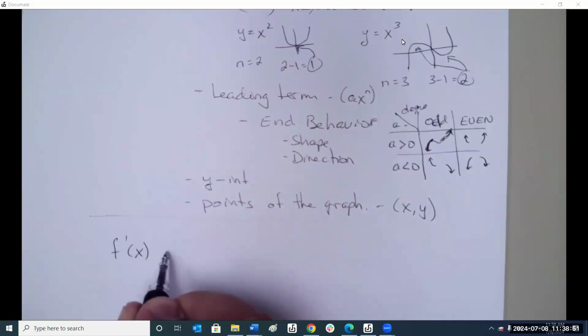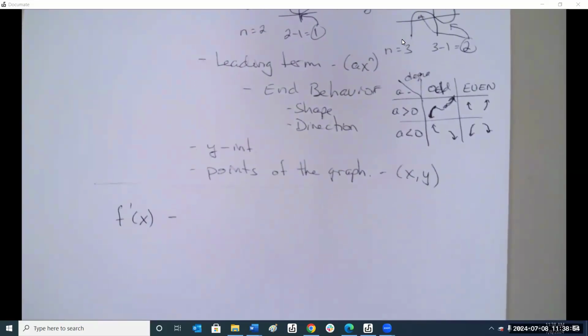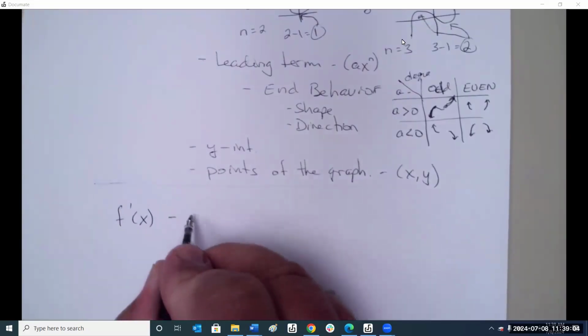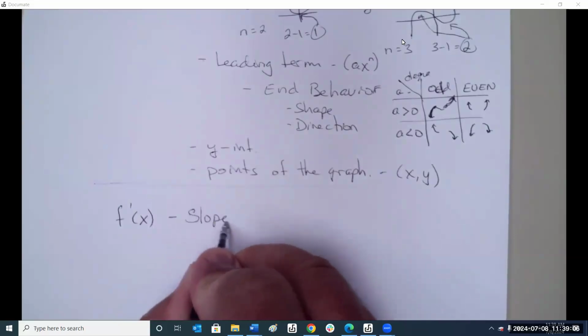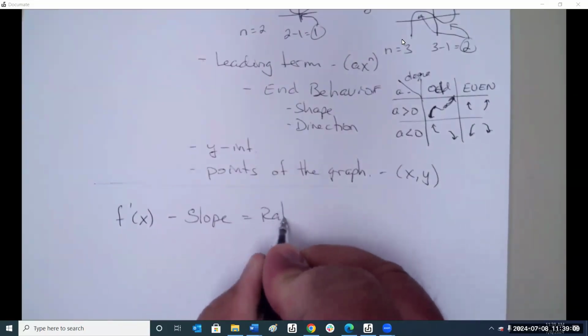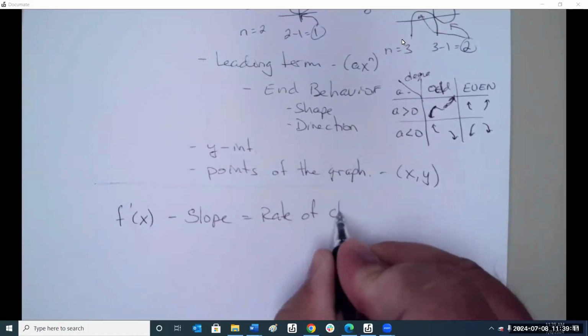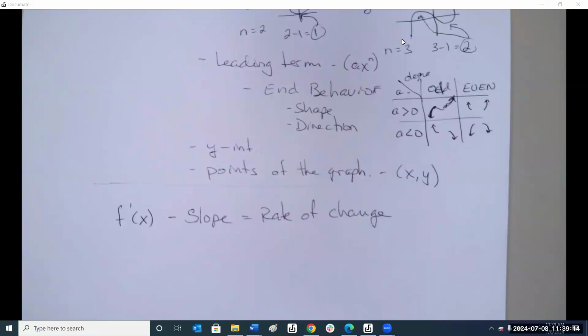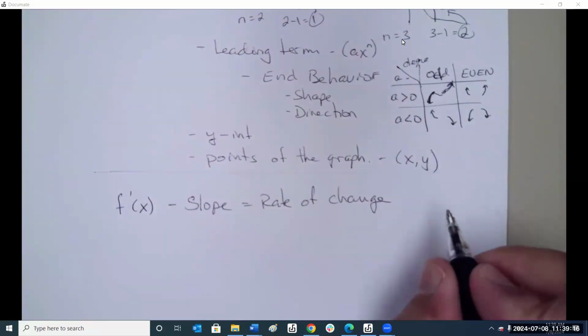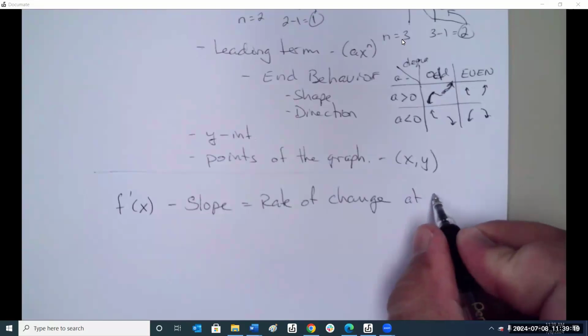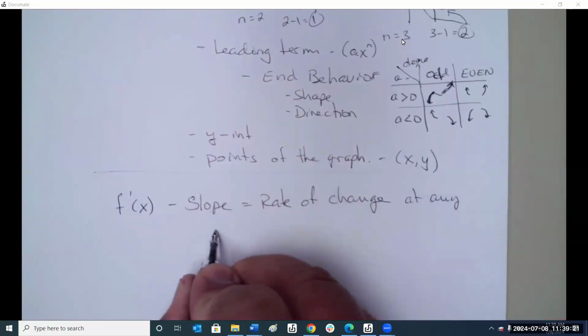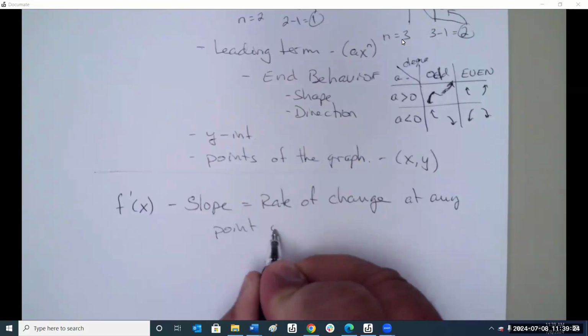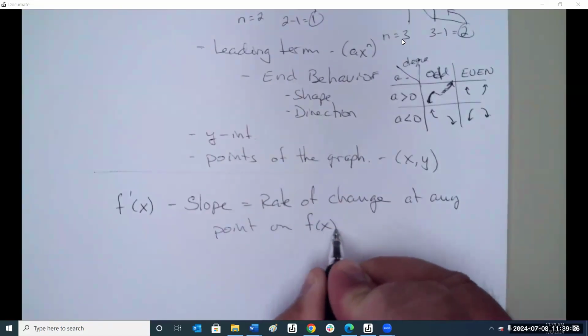The first derivative tells us what? That's the rate of change. Slope or the rate of change at any point on the function.